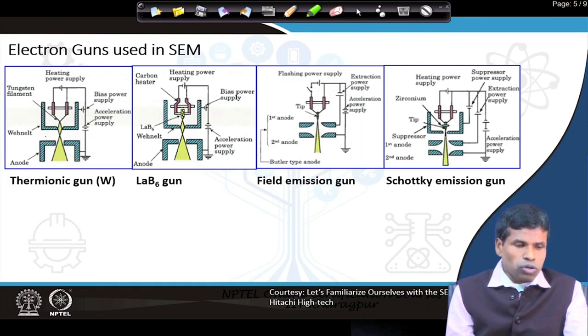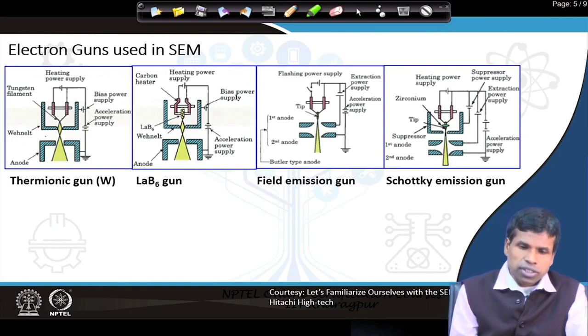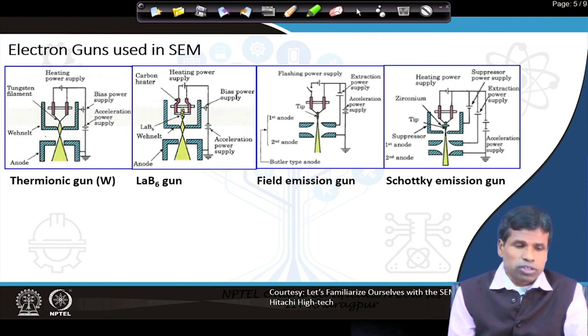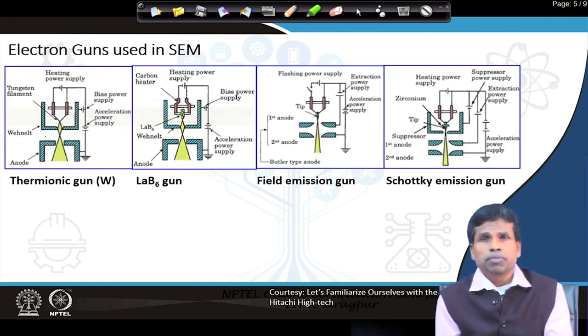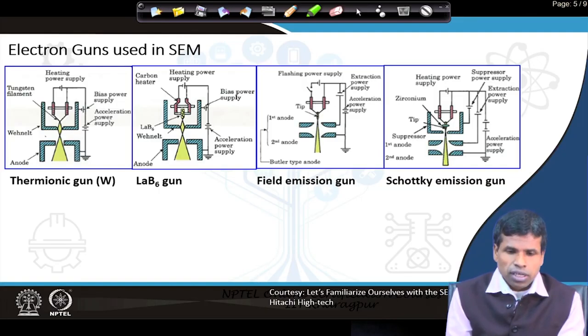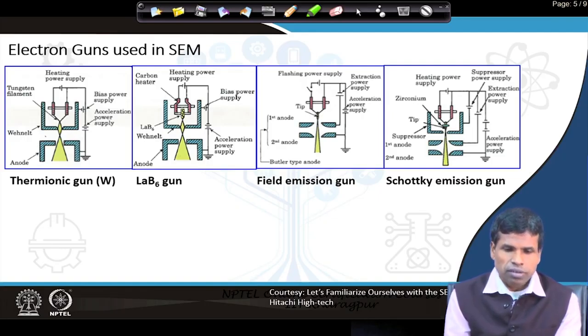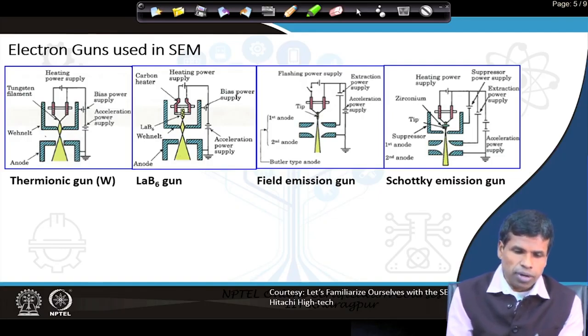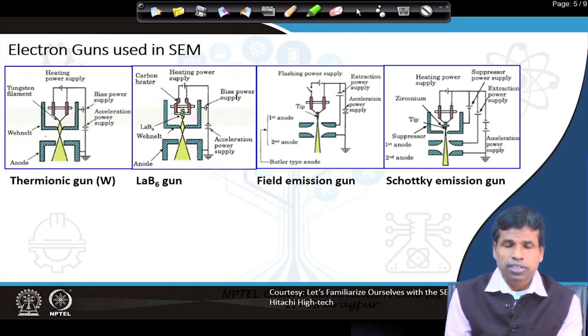We will now discuss different electron guns used in SEM. The role of electron guns is to provide a stable electron beam, and there are primarily four types of electron guns used in the scanning electron microscope. The first two, thermionic guns and lanthanum hexaboride guns, are thermionic guns, and they are used in the old SEM. In present-day electron microscopes, mostly we do not use those.